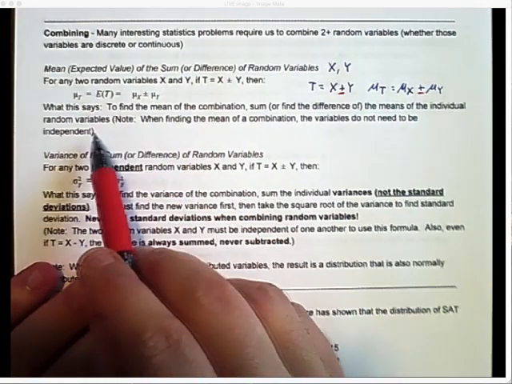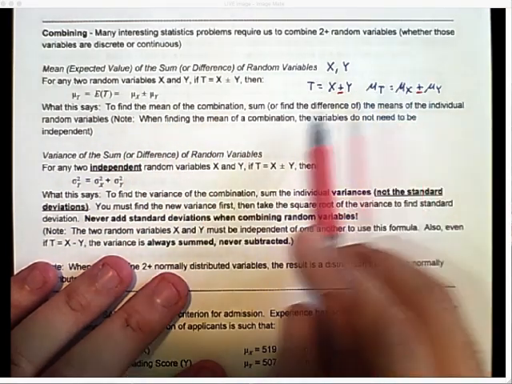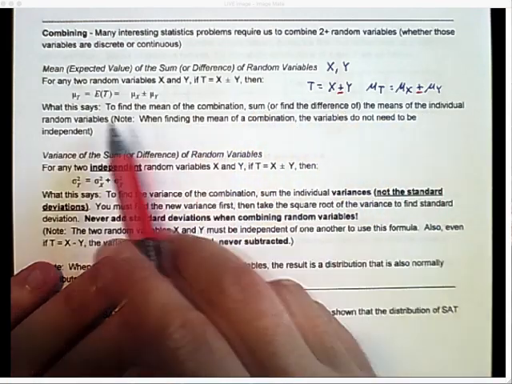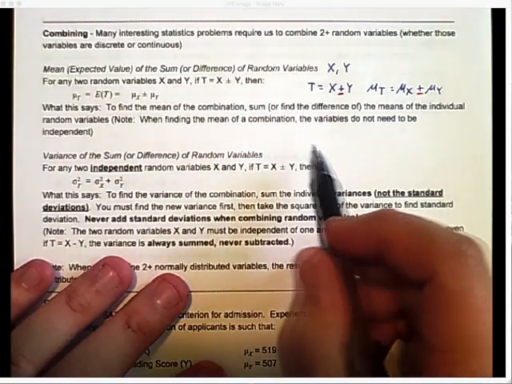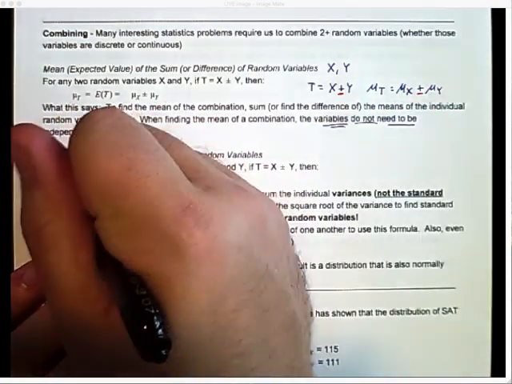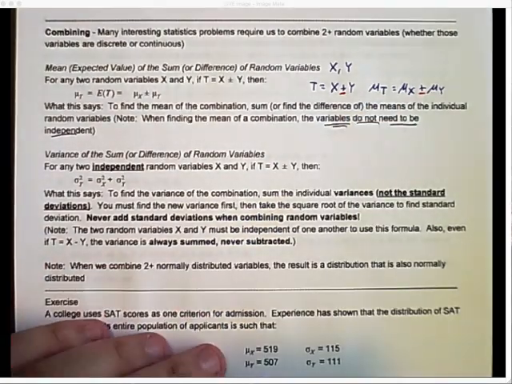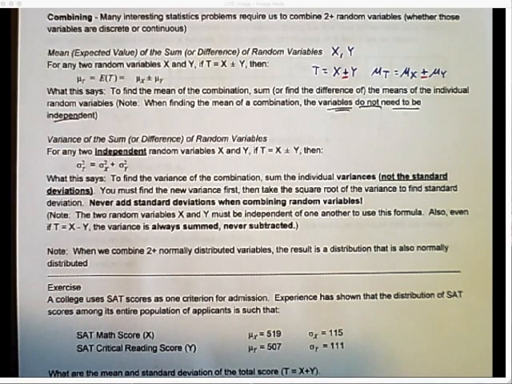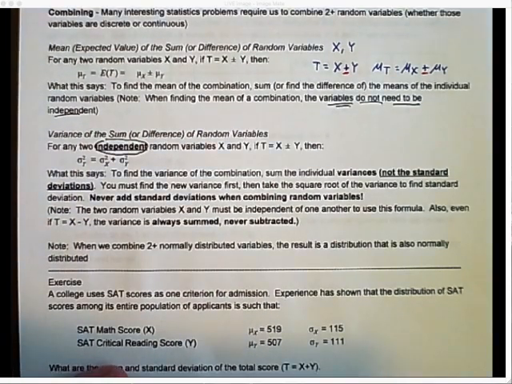So what this formula says is, to find the mean of the combination, sum or find the difference of the means of the individual random variables. Now there is an important note here. When we're finding the mean of a combination, the variables do not need to be independent. They don't need to be independent to find the new mean. Now, how do you find the new spread or the new variance? Well, to do this, the 2 random variables do need to be independent. If they're not independent, you cannot calculate it.